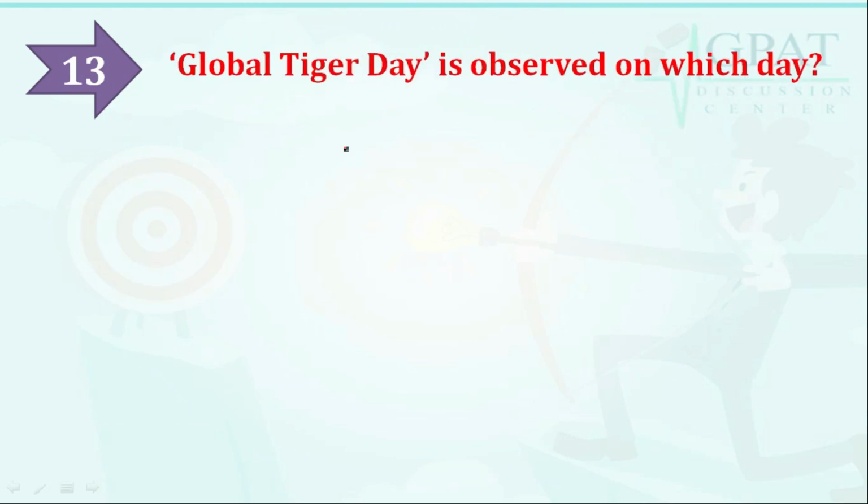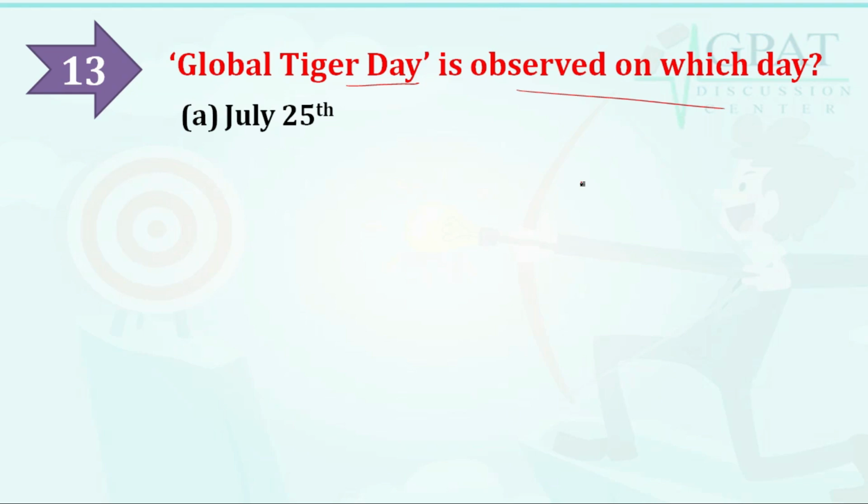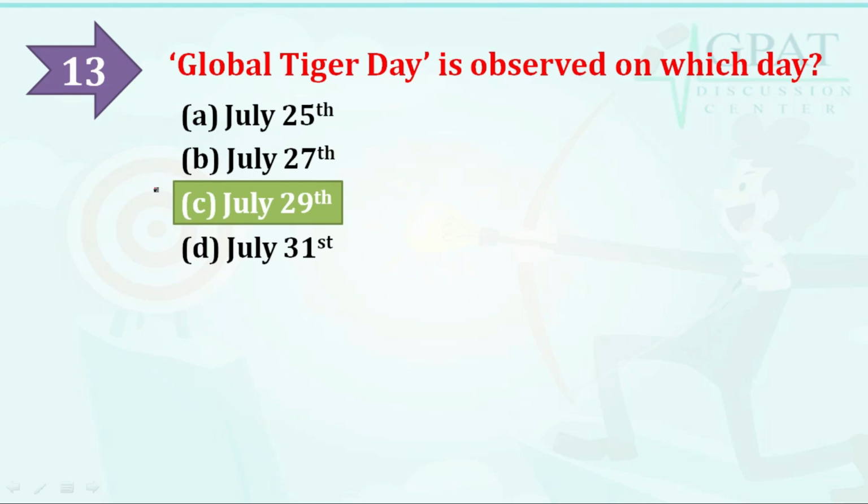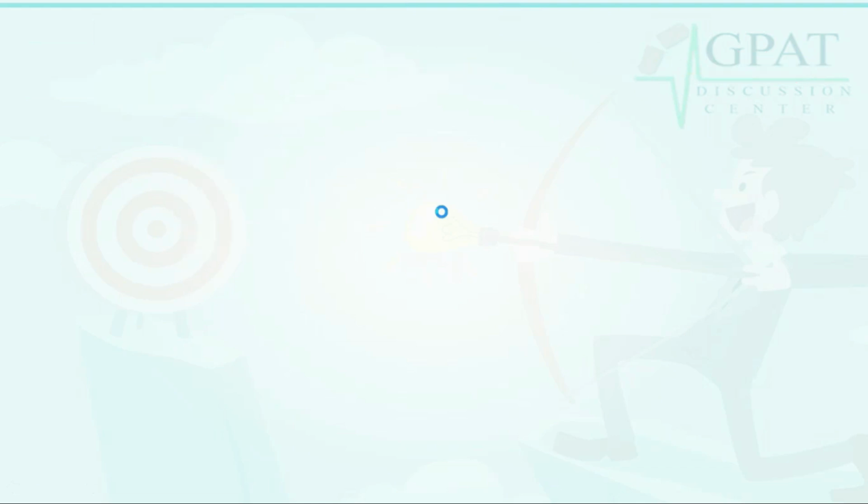Now the next question is, Global Tiger Day is observed on which day? And the options are: option A, July 25th; option B, July 27th; option C, July 29th; option D, July 31st. So Global Tiger Day is observed on which day? And the correct answer is July 29th. It is when Global Tiger Day is observed.